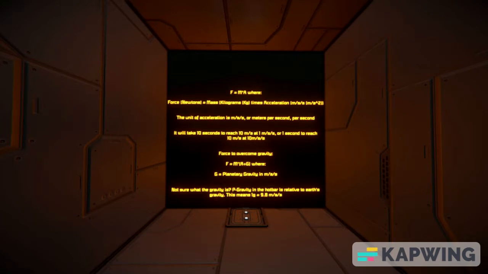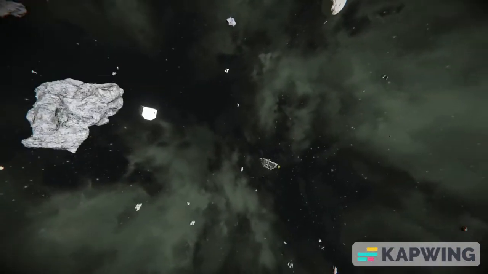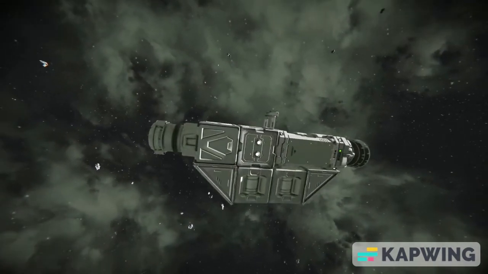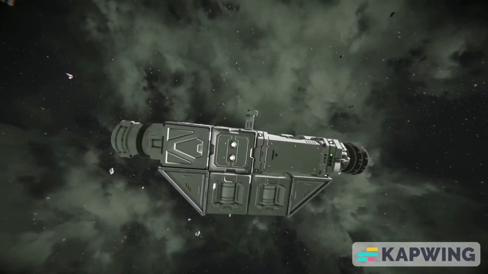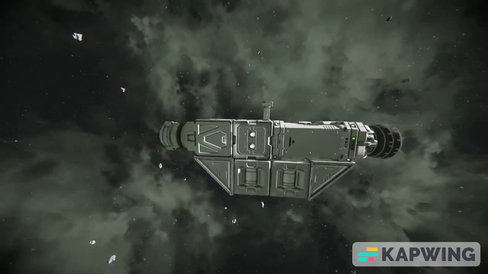Now, the force required to move an object at a specific rate of acceleration is represented by the equation F equals ma, or force in newtons equals mass in kilograms times acceleration in meters per second per second. I have prepared a test ship to demonstrate this. It has a mass of 16,477 kilograms. It will move forward using a single ion thruster at 5% thrust.